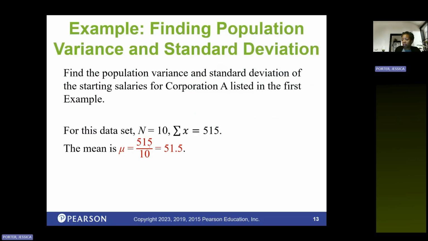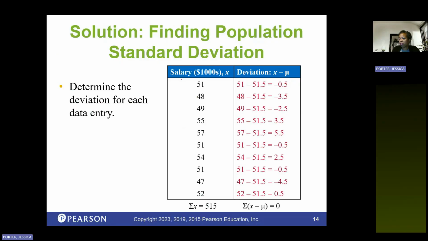Now, what we found here is the mean of a data set for Corporation A. It was 51.5. This is what they mean by subtracting the mean from every data point. So this is what they did here. Take the data point 51, subtract the mean. Take the data point 48, subtract the mean. You can see where it's very easy to kind of get lost in the calculations. If you're off on one thing, you kind of make the whole thing off.